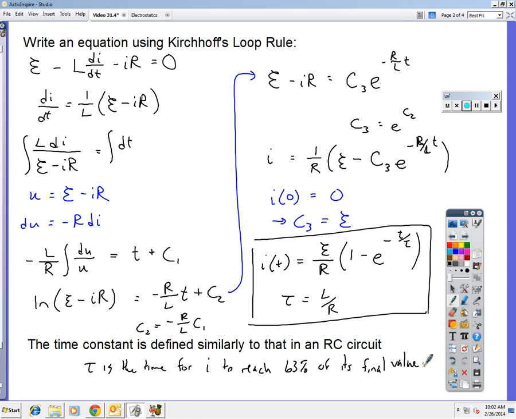The larger tau is, the more time it takes the circuit to come to a steady state. A small tau, it doesn't take much time. This is an equation that you may be called upon to solve in an AP exam. It's not that difficult. Even if you don't remember all the steps, you do need to memorize the equation for the rising current.